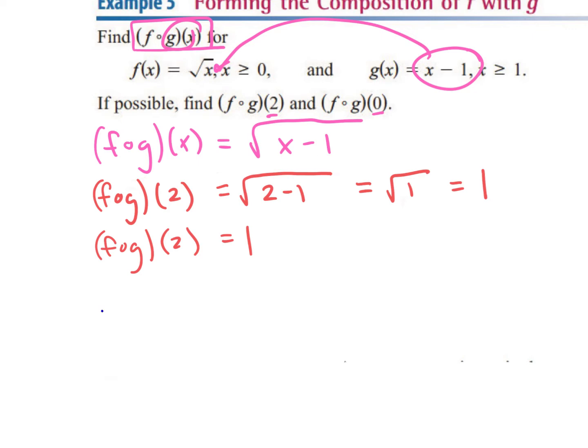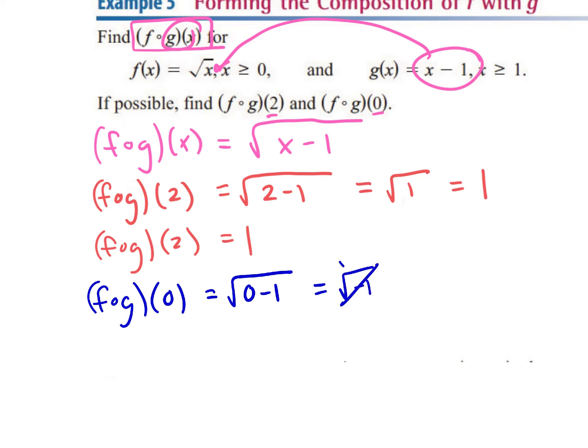And then lastly, we have to find f of g of 0. So I'm going to plug in 0 into my f of g function. So that is 0 minus 1. 0 minus 1 would be negative 1. Can I take the square root of negative 1? No. Nope. So here it does not exist. We can't take the square root of a negative, so our answer would be it does not exist.